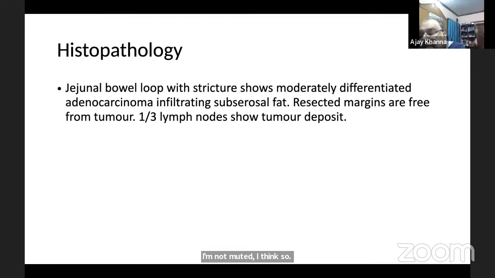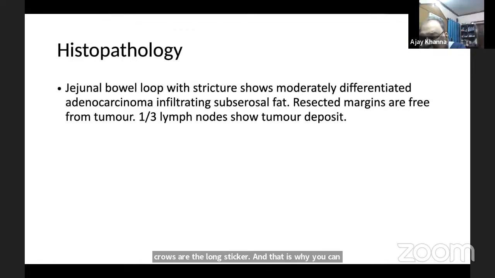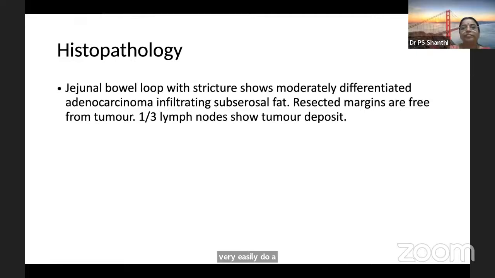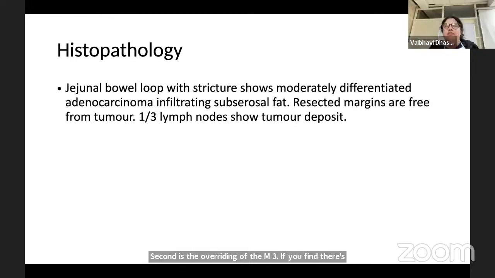Sorry. Again, I will tell you, tubercular strictures are short strictures, while Crohn's are the long stricture. And that is why you can very easily do a strictureplasty in the case of the tubercular strictures, but not in the Crohn's stricture. It can be done, but it is difficult in the case of the long strictures. Second is the overriding of the mesentery. If you find there is a fat mesentery overriding over the bowel, it is more in favor of a Crohn's stricture.